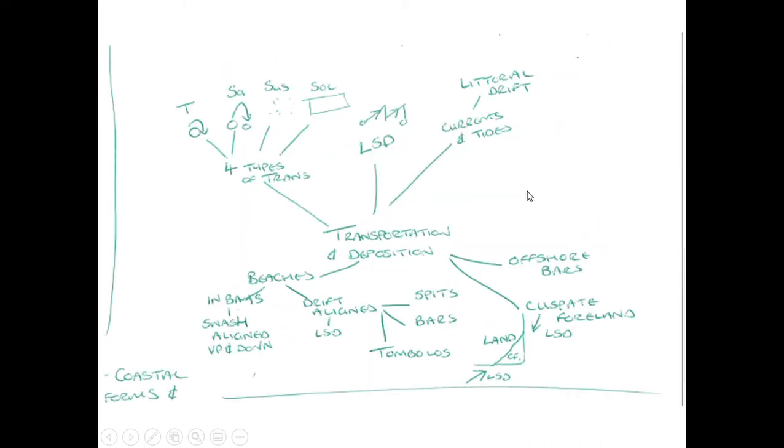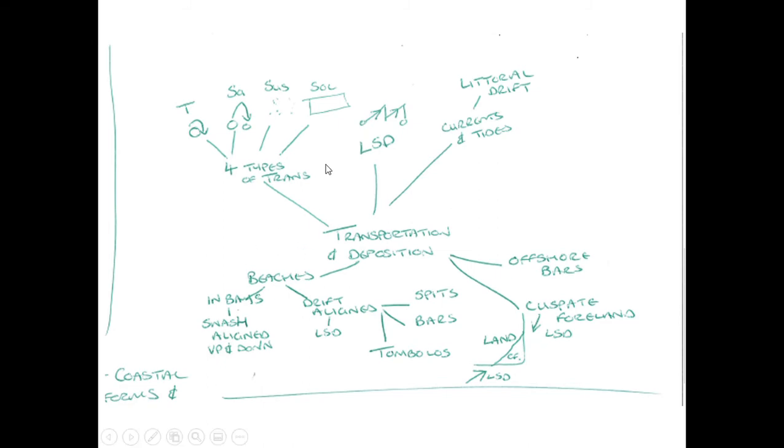Now, looking at transportation, again, GCSE tells us there are four main types of transportation: traction, the rolling of the big rocks; saltation, the bouncing of the smaller rocks; suspension of the small particles; and solution, the dissolved load of certain types of rock.